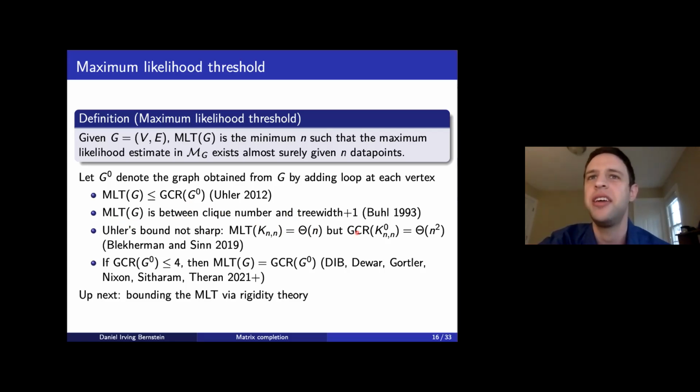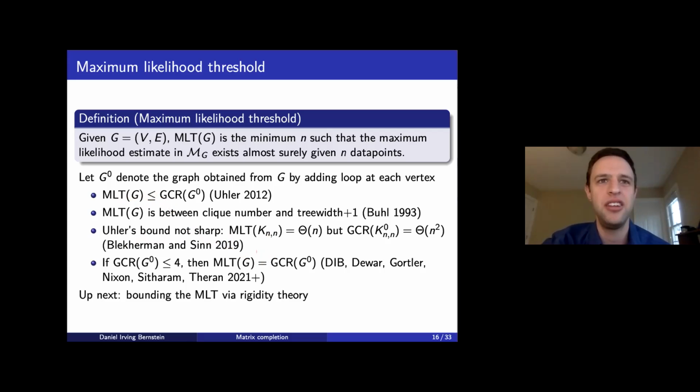Now, I should say, this maximum likelihood threshold had been studied before. Here's an example from 1993 of Buhl, which shows that it's between the clique number and the tree width plus 1. People have been trying to get an understanding of this, but it's really hard because it involves real algebraic geometry and not just optimization. But one can ask, is this bound sharp? Generic completion rank is always greater than or equal to the maximum likelihood threshold, but maybe it's always equal. Well, that's not true, it turns out.